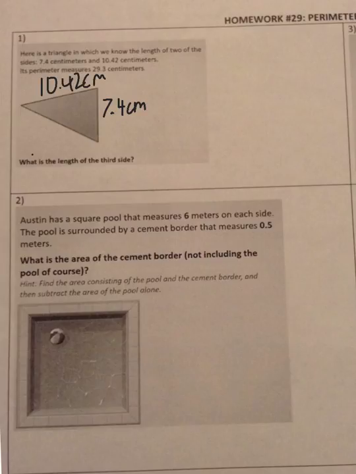And then we're told that the perimeter is 29.3 centimeters. And we want to know the length of the third side. So a triangle has 3 sides. So what we can do is add the 2 sides that we know and then subtract that from the perimeter and get what our measurement is.